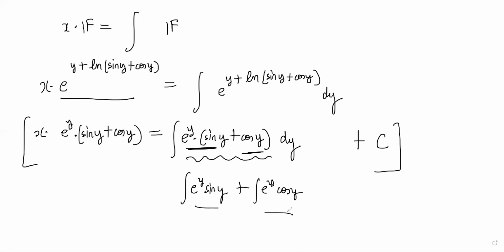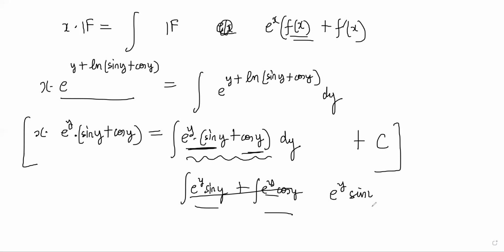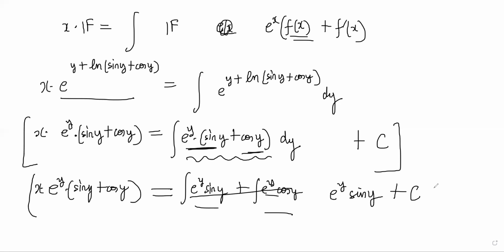The differentiation of sin y is cos y, so it's that formula: the integral of e power x into f x plus f dash x is e power x f x, because f x is sin x. So the answer here will simply be e power y sin y. You can keep this as your answer, because now we have removed all the integral signs.